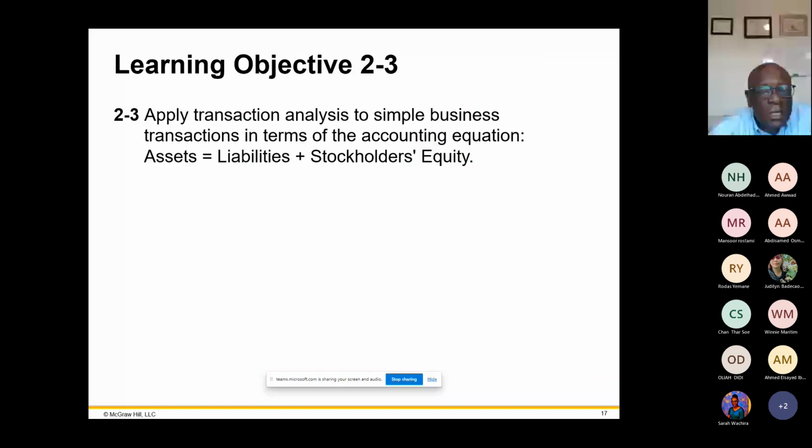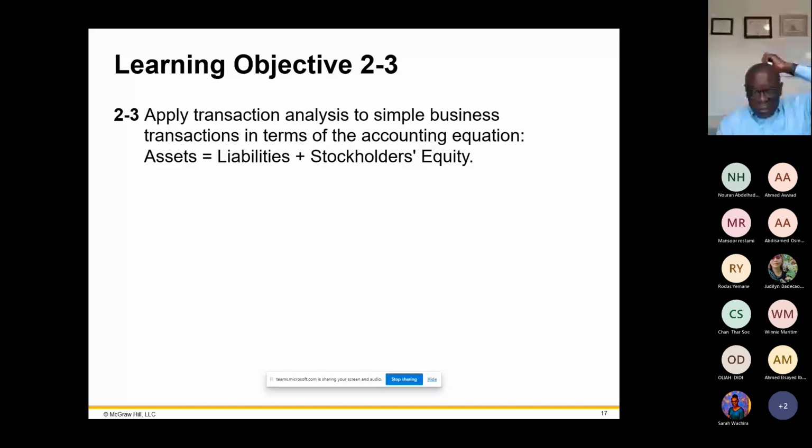Okay, applying transaction analysis to business transactions in terms of the accounting equation. So you can see that if you look at assets equal liabilities and stockholders' equity, all transactions will revolve around this accounting equation.